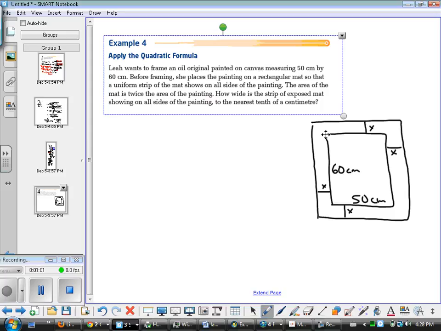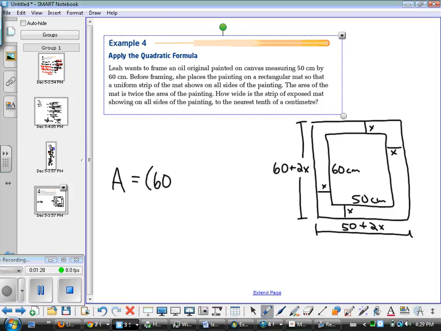Okay. All right, so that's good because now you can figure out the area of the mat. If you look at the length of it, maybe you could call that the width, it's going to be 50 plus 2x because you have that extra width of x on both sides. And this width is going to be 60 plus 2x. And so what I know is that the area of the mat is going to be equal to 60 plus 2x times 50 plus 2x.